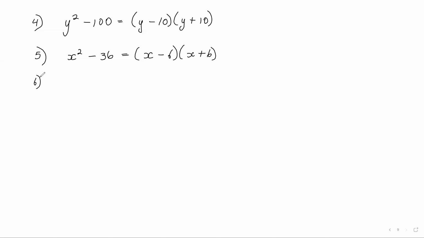All right. Kaylin, what about a squared take away 144? What will go in the brackets? Okay, so first bracket is a minus 12, and the second bracket is a plus 12. Perfect.